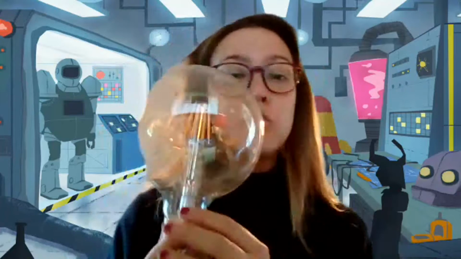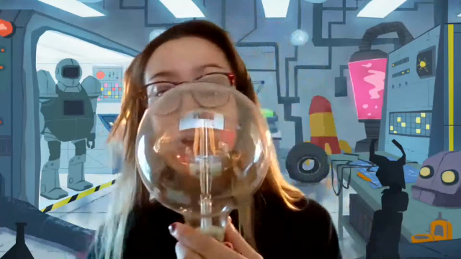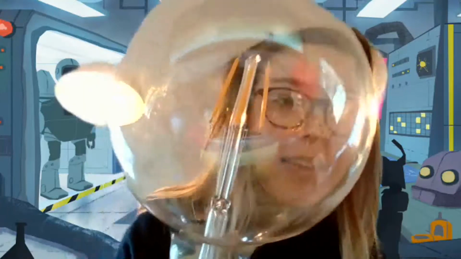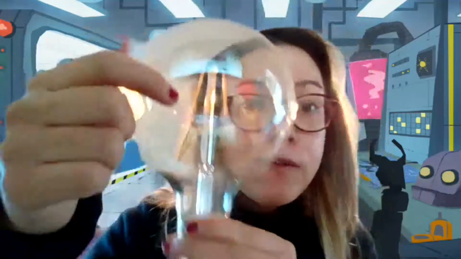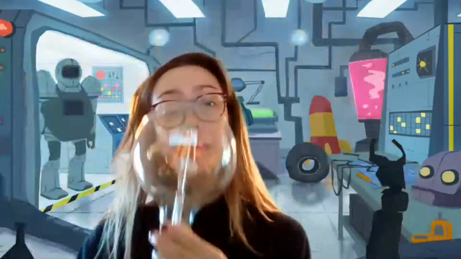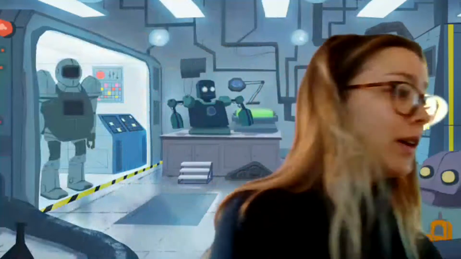Here we have a super massive light bulb, and we can see inside this light bulb these yellow things called filaments. We're going to be learning more about how filaments work.